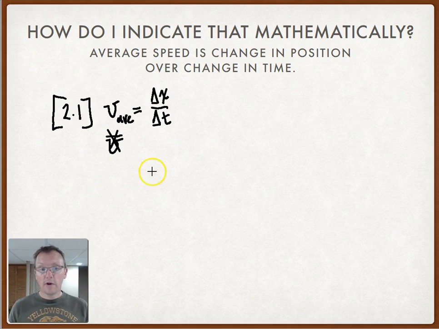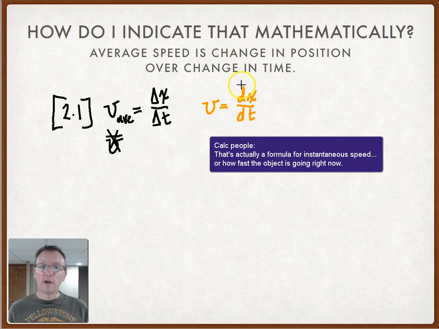Just a side note, if you're in calculus, you're going to see this formula, exactly this formula again, when you see something that looks like this. One of the first derivatives that you learn is that the speed of an object is equal to dx dt.